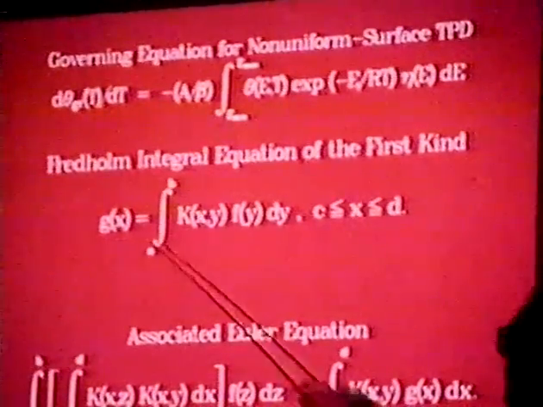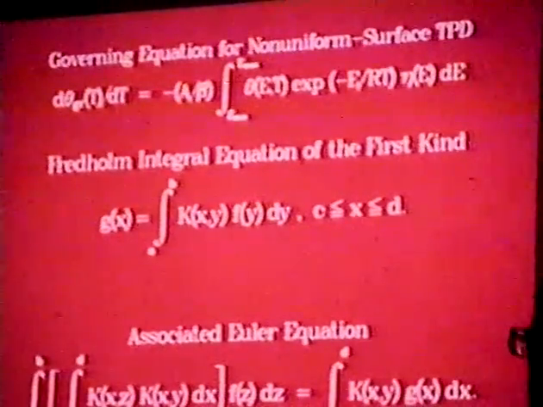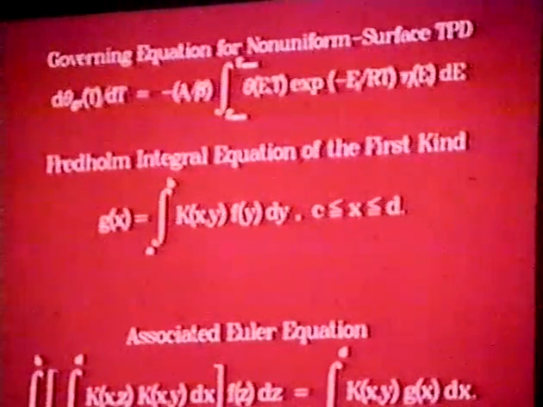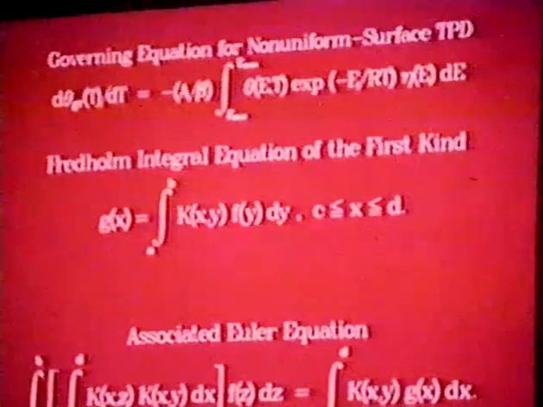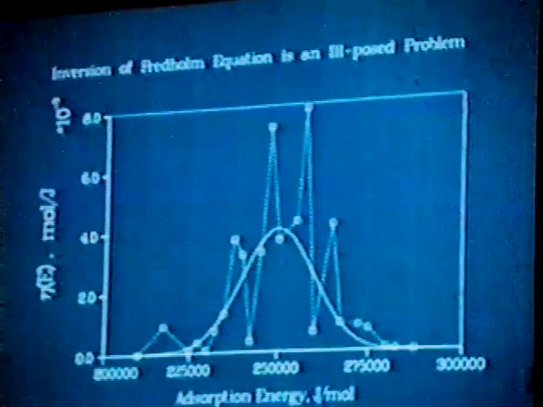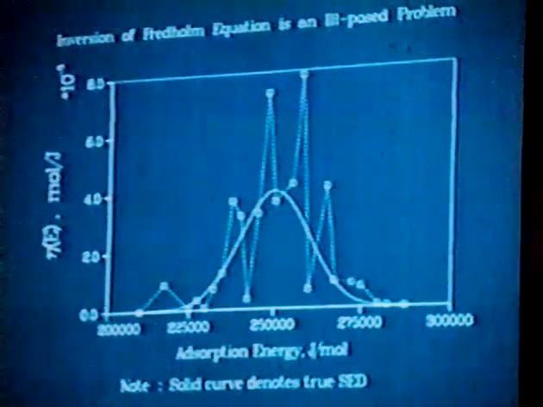Now, this is a Fredholm integral equation of the first kind, where we have the g of x and the known kernel here, the unknown distribution. G of x is your experimental data, which may or may not have significant noise. Now, when you try to solve this thing directly, you just end up with hash. You can easily get overflows on your computer with no problem at all, as I discovered the first time I tried to solve one of these things.